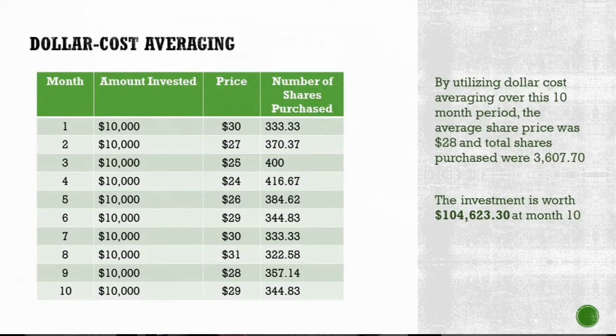If you were to dollar cost average the funds in, the next slide is our dollar cost averaging example. So over that same period of time with the same amount of money, buying in $10,000 at the beginning of each month, the first month we've got $30 a share still, so that would buy you 333.33 shares. Each month, your $10,000 would buy you however many units you can get at the share price. The next month, we've got $27, that's 370 shares. Over the course of that 10 months, your average share price is $28, and you are able to purchase 3,600 or so shares.